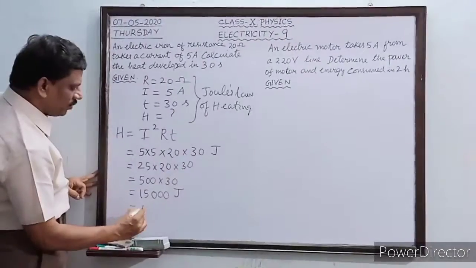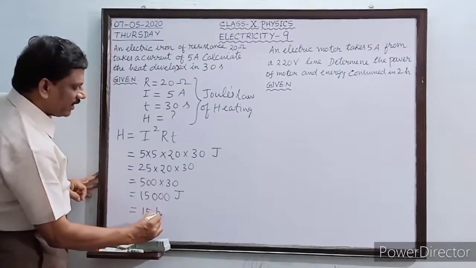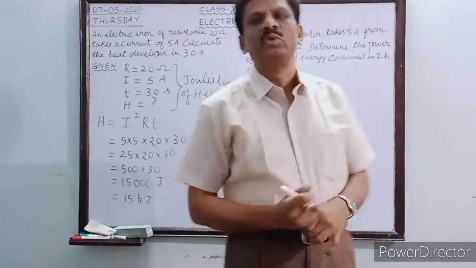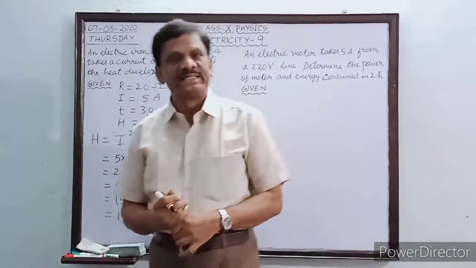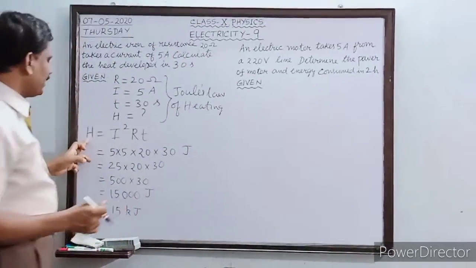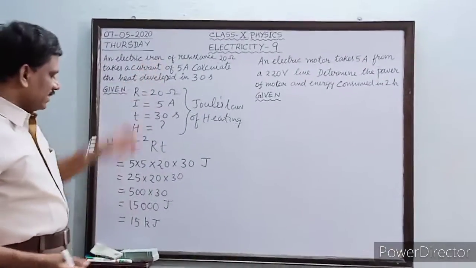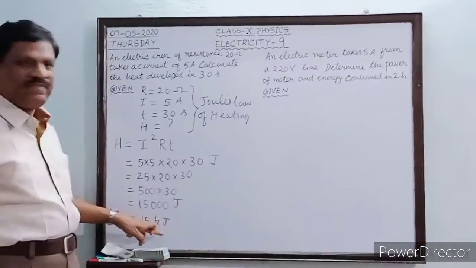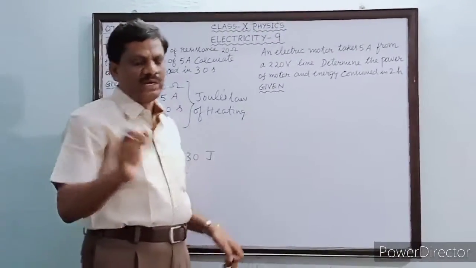So this can also be written as 15 kilojoule. 1 kilojoule is equal to 1000 joule. Therefore, the answer can also be expressed in kilojoule. So the heat developed in the resistor of the iron box is 15,000 joule or 15 kilojoule. I hope you have understood.